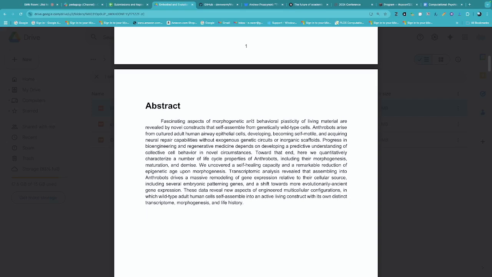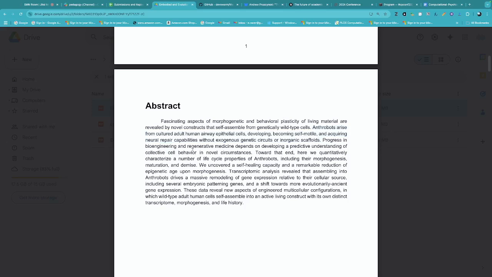Fascinating aspects of morphogenetic and behavioral plasticity of living material are revealed by novel constructs that self-assemble from genetically wild-type cells. Anthrobots, in this case, arise from cultured adult human airway epithelial cells, becoming self-motile and acquiring neural repair capabilities without exogenous genetic circuits or inorganic scaffolds. So they basically develop in this niche where there are these epithelial cells, they become self-motile, and they have the plasticity where they can repair themselves, and there are no exogenous genetic circuits or scaffolds needed.